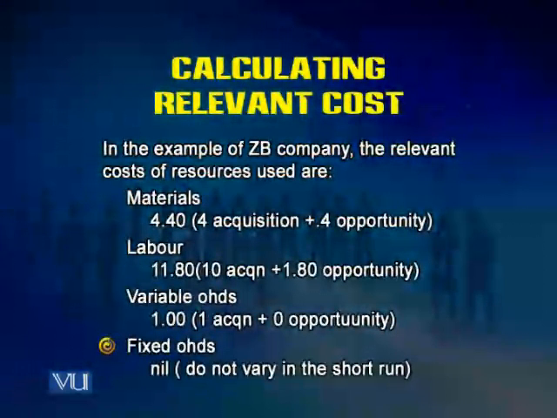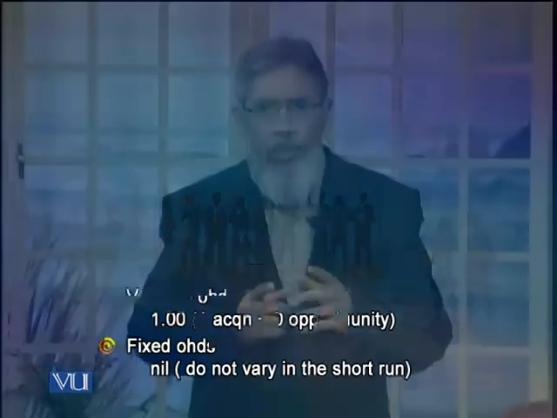Fixed overheads, relevant cost nil. They do not vary in the short run. And for our decision making, we are saying that fixed overheads have opportunity cost of nil. Opportunity cost of nil or relevant cost is nil because in our decision making, the fixed costs will remain fixed. Whether we increase the production of one or reduce the production of the other, the fixed cost will remain fixed, and therefore that is not regarded as relevant.